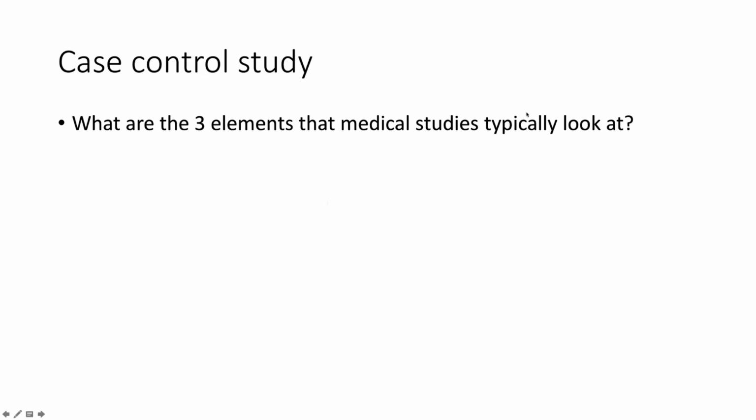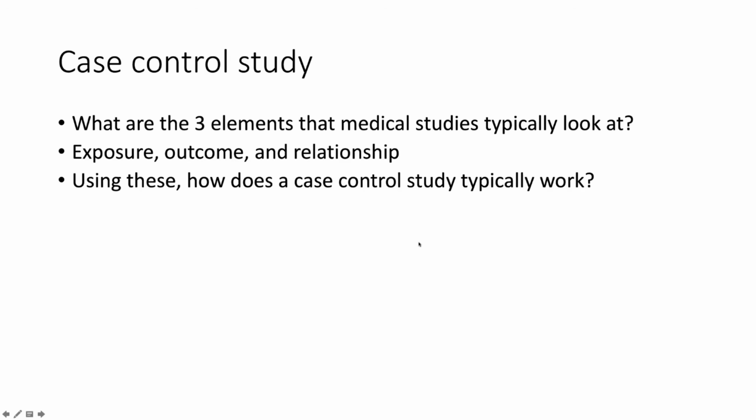So Haley, hopefully we can answer some of your questions by talking about what exactly a case control study is. Okay, so again, Haley, what are the three elements that medical studies typically look at? Exposure, outcome, and the relationship. Yeah, perfect. Okay, so how does a case control study typically work? How is it usually set up? So those are the ones where something has already happened and you're gathering them as a group and then looking backwards to see what they might have been exposed to.